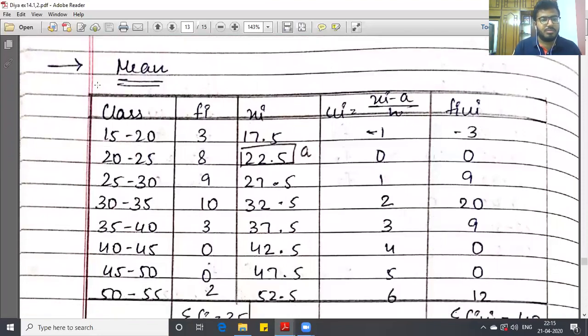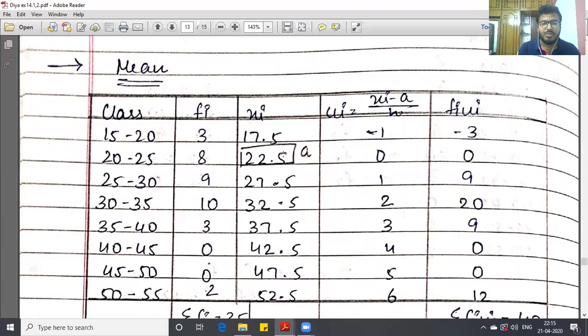Mean is there. Inside the mean, the class is written, the frequency is written, xi. What is it? 20 plus 15, that is 35. 35 divided by 2 will be equal to 17.5. So xi you are writing accordingly. There is a difference of 5, so just add 5 itself. 17.5 plus 5 is how much? 22.5, and it goes on.